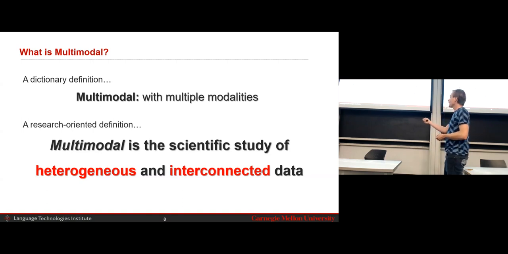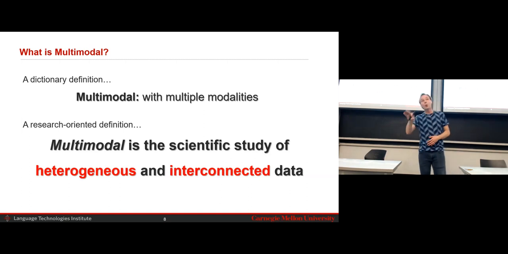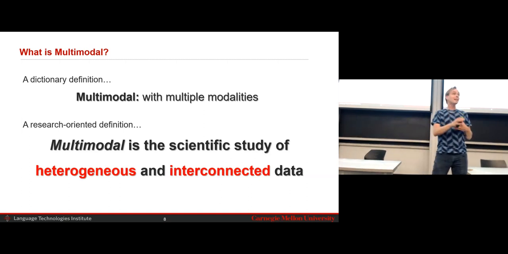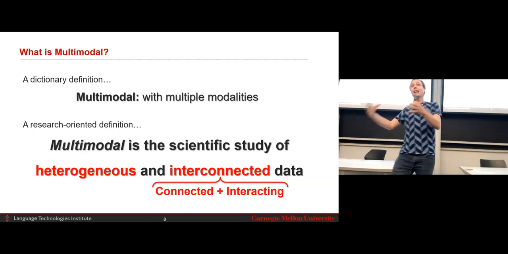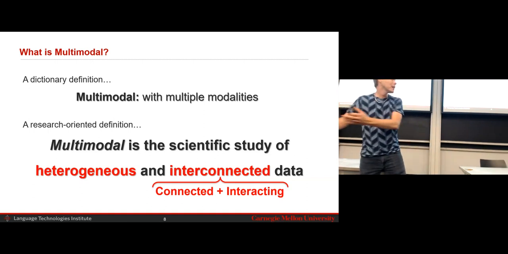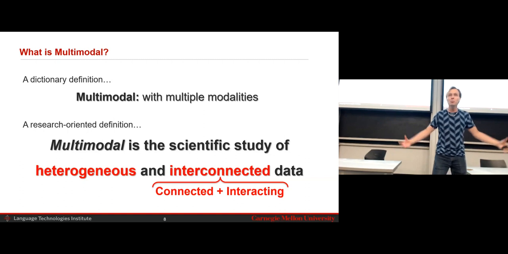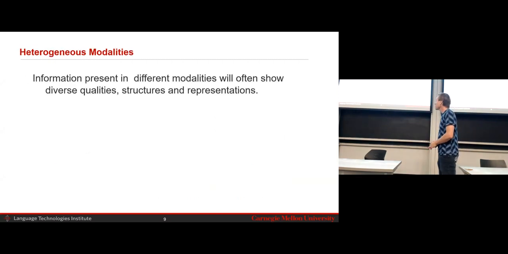I'm going to define those terms in more detail, because these are the core of the course and a lot of the basic concepts we're building for multimodal. Interconnected is really two terms, and I will explain them more: how connected, how similar, how much shared information. And interacting is when you merge or fuse them together, is there something new coming out of it, some interactions? Heterogeneous means the information present in different modalities will often show diverse qualities, diverse structure and diverse representation.